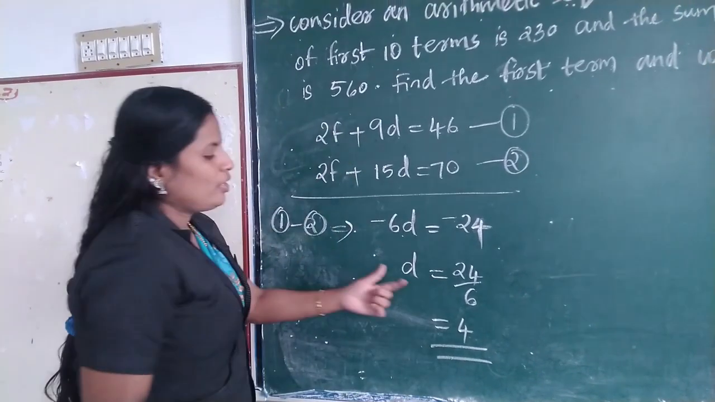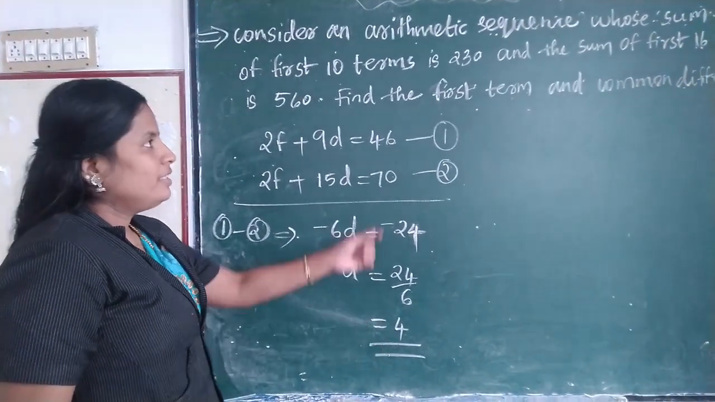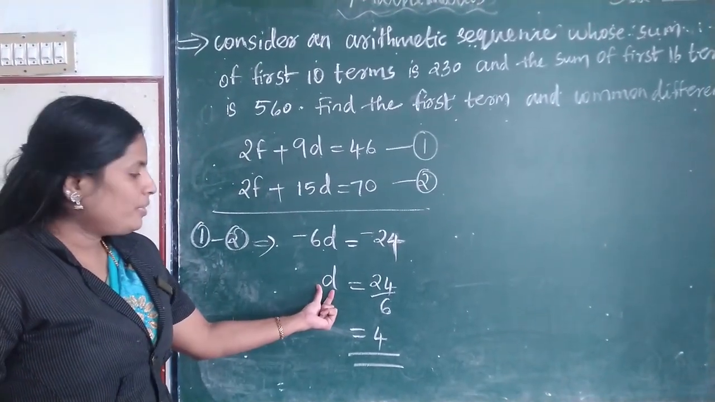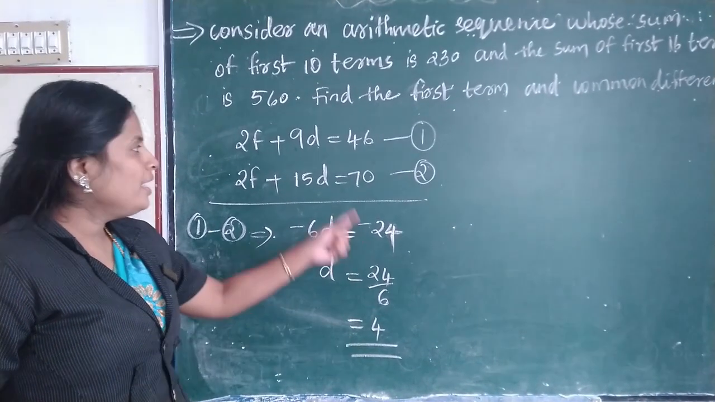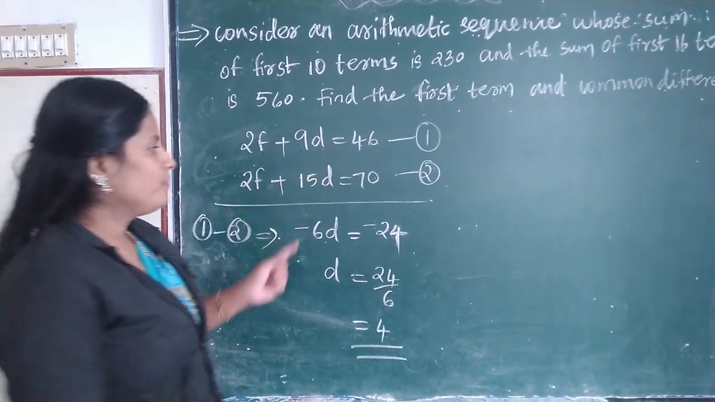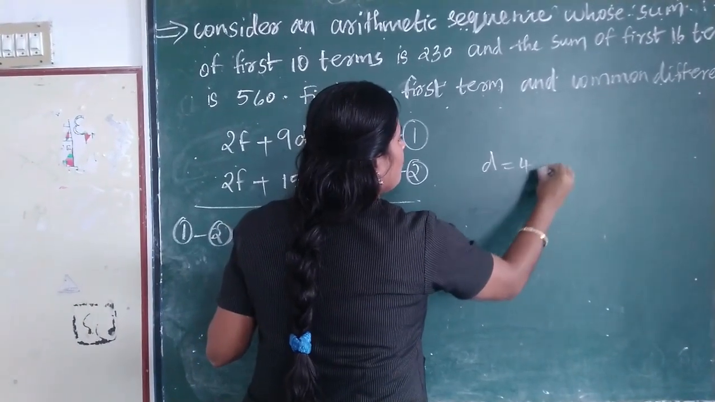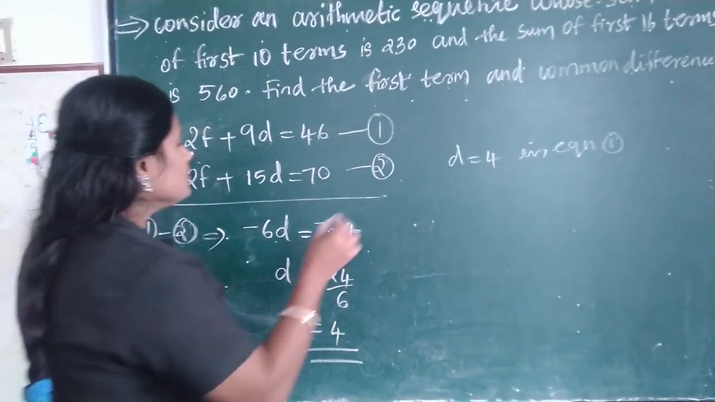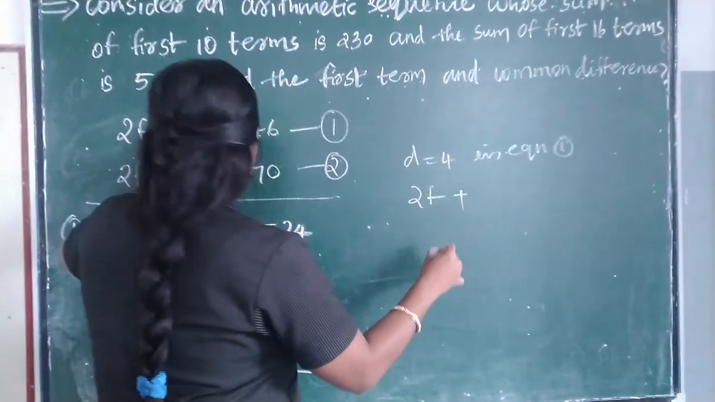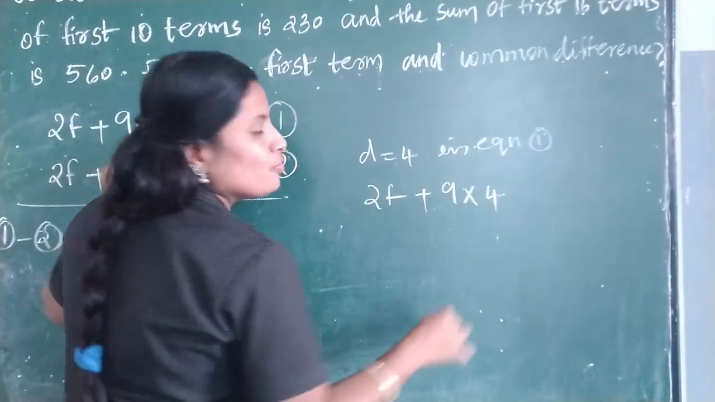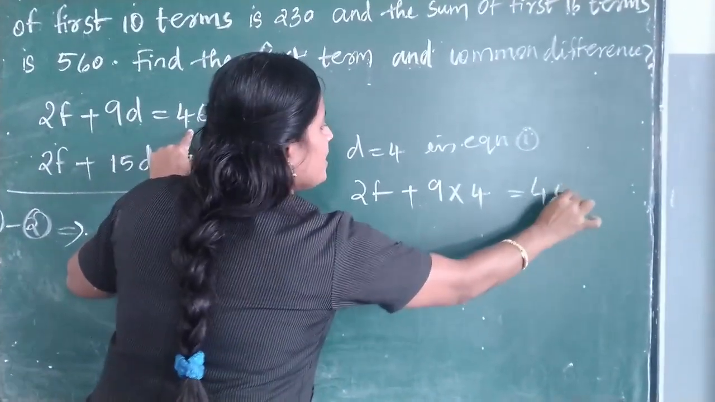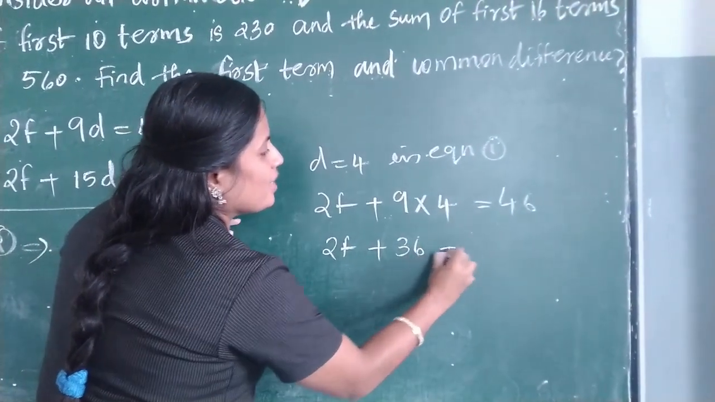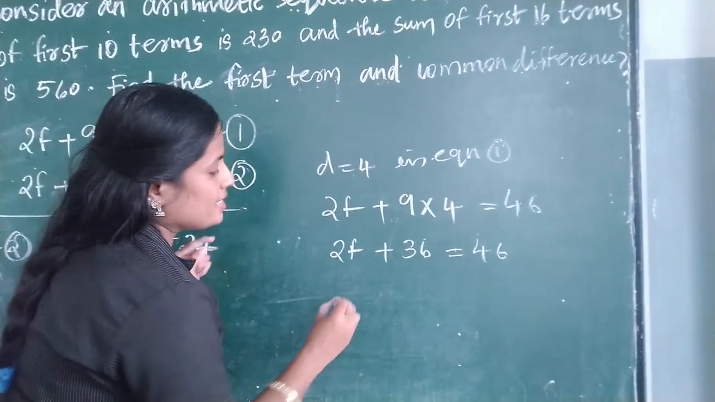So the common difference equal to 4. Then we have to find out the first term. So we can substitute the common difference d equal to 4 in equation 1. 2f plus 9 into d, 9 into 4, equal to 46. 2f plus 36 equal to 46.